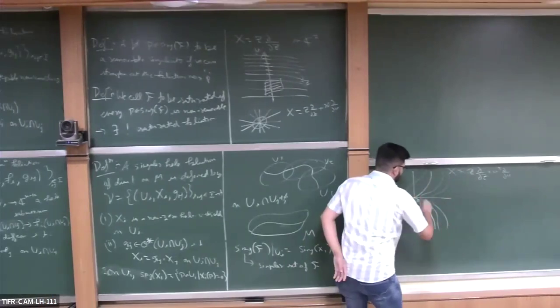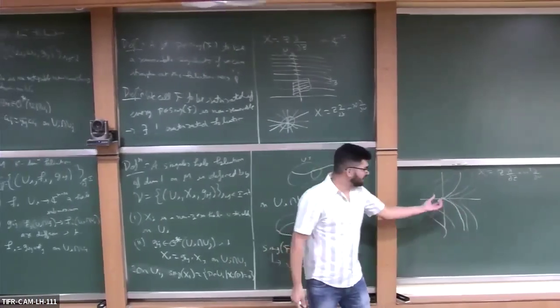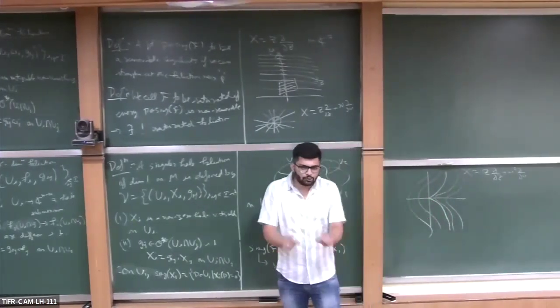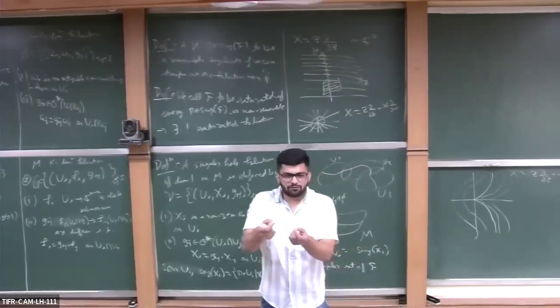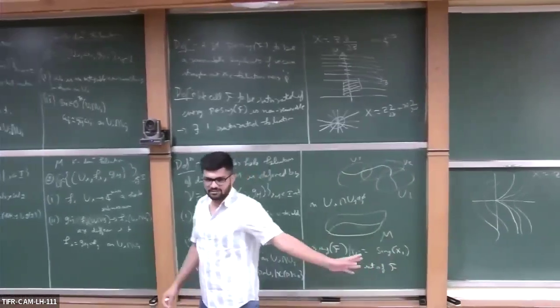So the leaf itself is singular over here. Then you cannot straighten it out. So this is a non-removable singular point, although it only corresponds to just one leaf. So these kinds of things can happen.